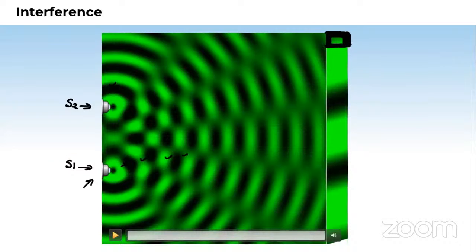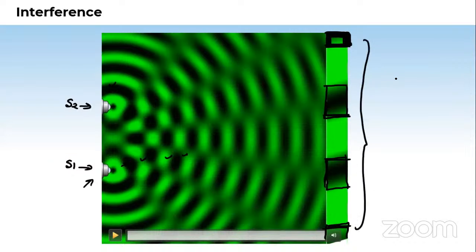This is a pattern on the screen. Next is this pattern on the screen. Third is this pattern. Fourth is this pattern. So when the two sources are switched on and the waves overlap, the pattern we get on the screen is the interference pattern.